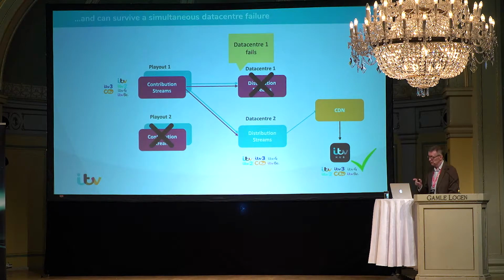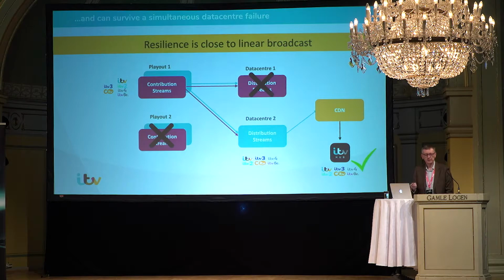And if data center 1 fails, then it's an amazing disaster to have if half of your systems fail. But because of the architecture, service is also maintained, so we can lose half of our entire infrastructure, and the streams still flow. And that really is close to linear broadcast resilience, which was the entire goal.